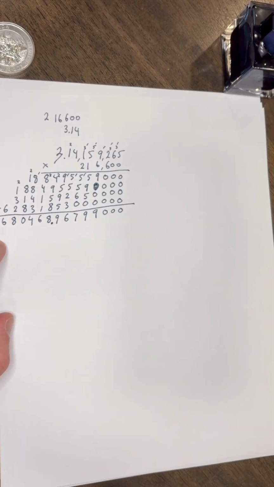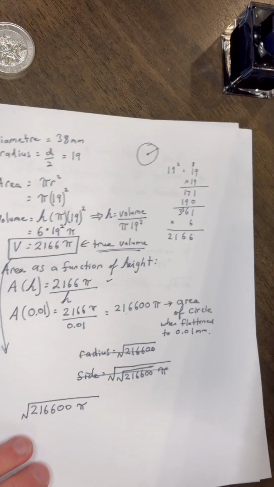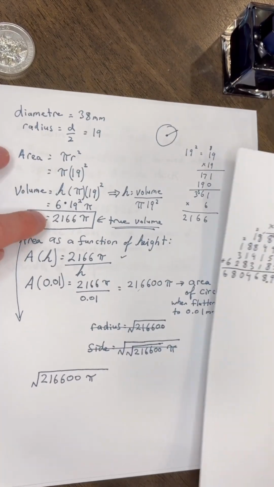All right. So I got my area. Looks like it is 680,000 millimeters. Now the question is, how big is this square? Square side.